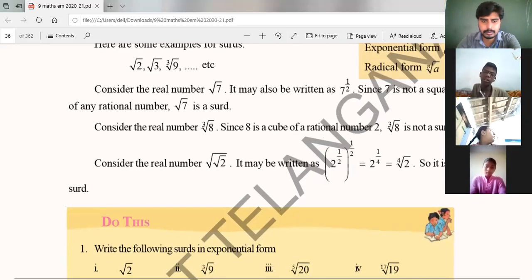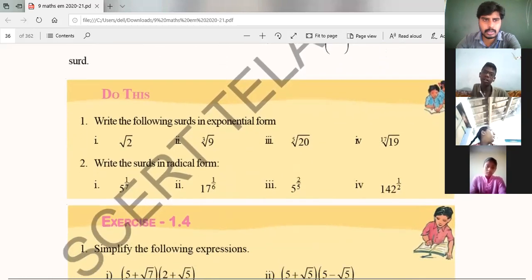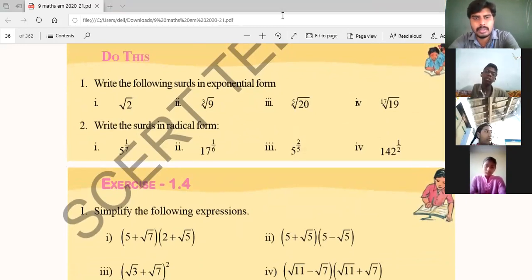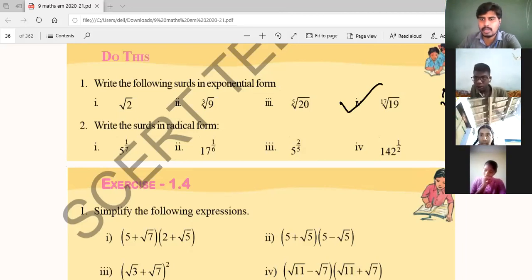Next, look at this problem: write the following surds in exponential form. I will explain only one, and you can write the remaining. Look at the fourth one, 17th root 19. This is in radical form. I'm converting it into exponential form by taking 19 power 1 by 17. We can write it simply.